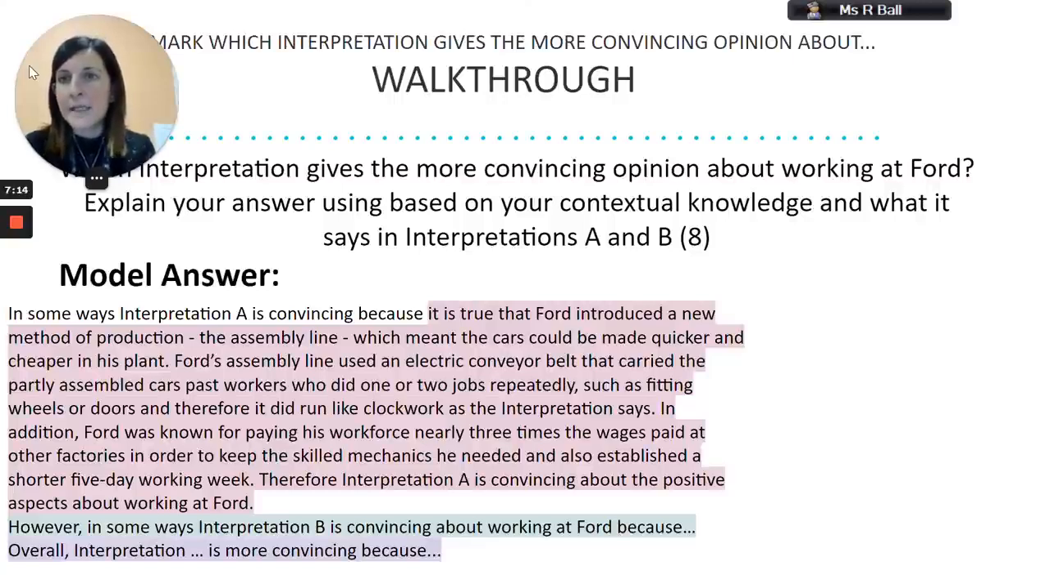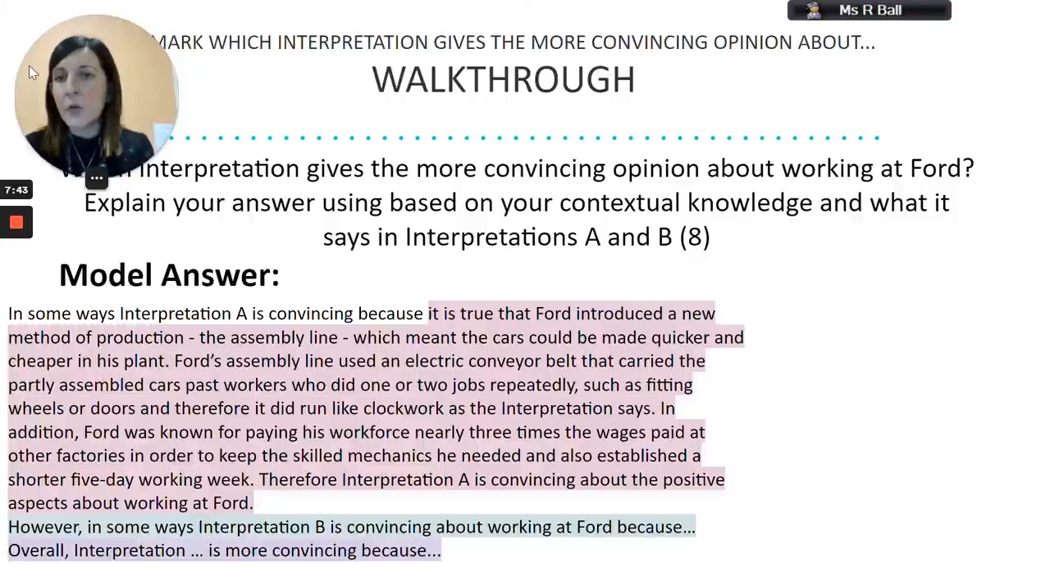So in some ways, interpretation A is convincing because it is true that Ford introduced a new method of production. He introduced the assembly line, which meant that cars could be made quicker and cheaper in his plant. Ford's assembly line used an electric conveyor belt that carried the partly assembled cars past workers who did 1 or 2 jobs repeatedly, such as fitting wheels or doors. And therefore, you could argue that it did run like clockwork, as the interpretation says.